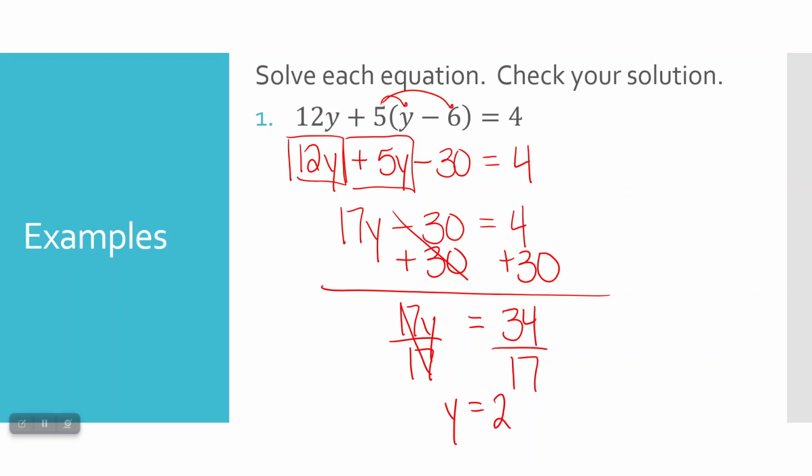I tell my students often that we can check these using mental math. You don't always have to check your solution by writing it down in your notes or on your paper, but I do want to walk you through this one.